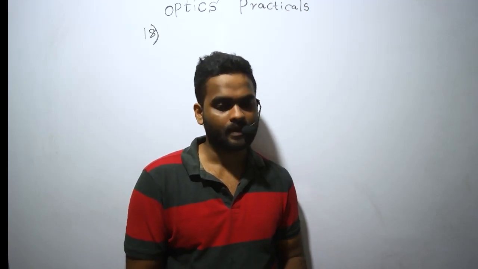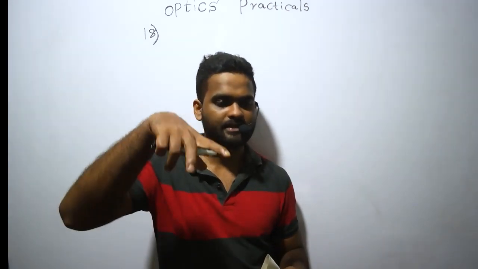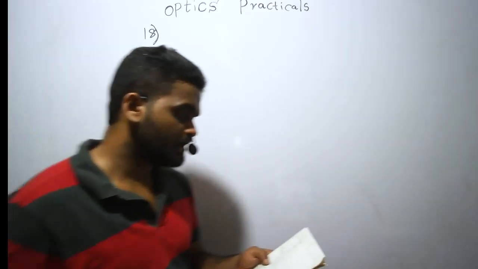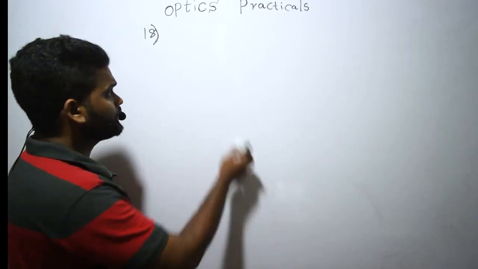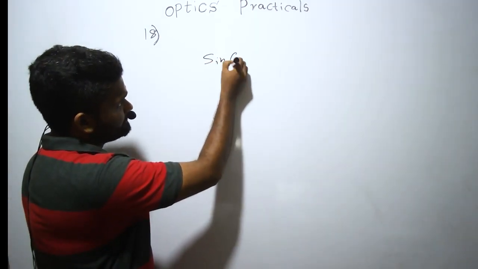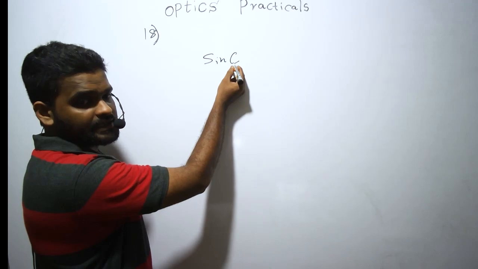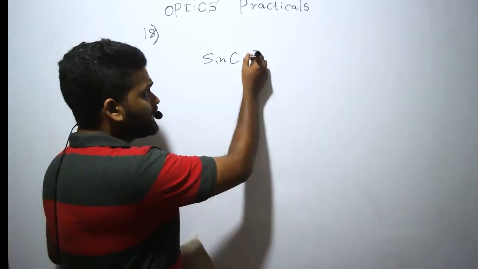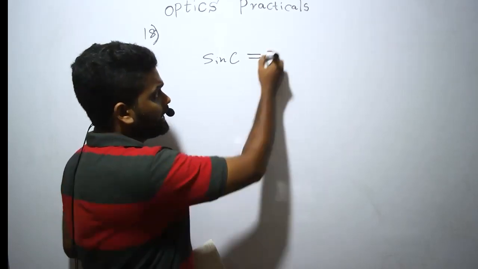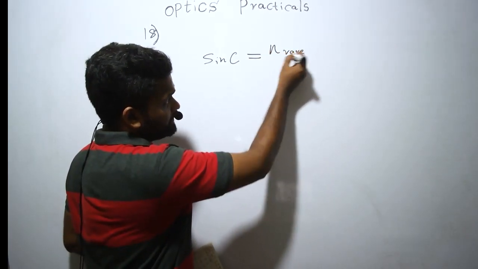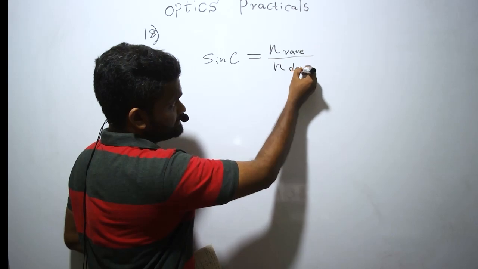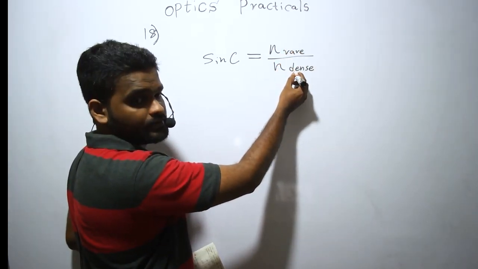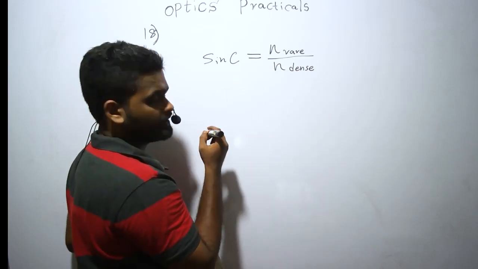Right? So for this experiment as well, we need a prism and optical pins, right? So that is the way to do this as well. So this is the theory, right? You know that sine C, the sine value of the critical angle, is equal to what? n rare divided by n dense. Refractive index of rare medium, refractive index of dense medium, right?